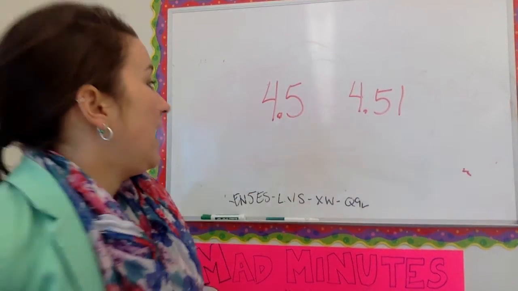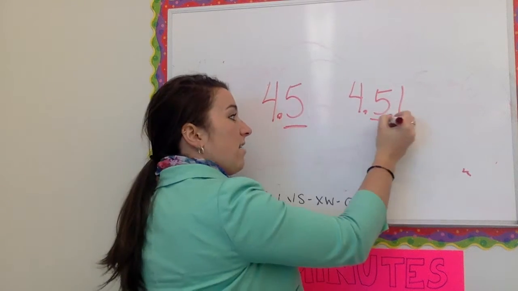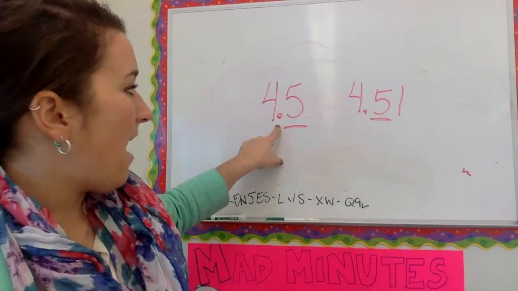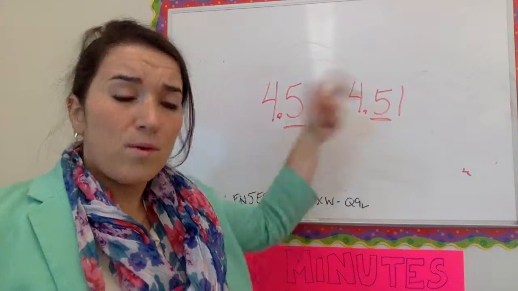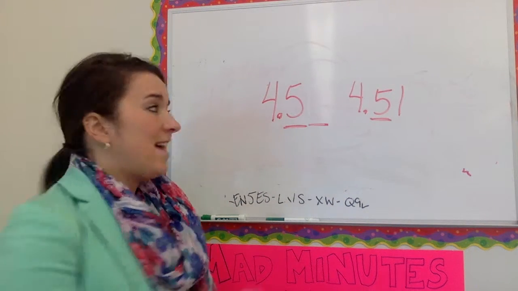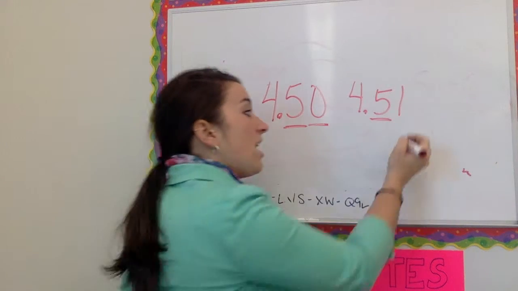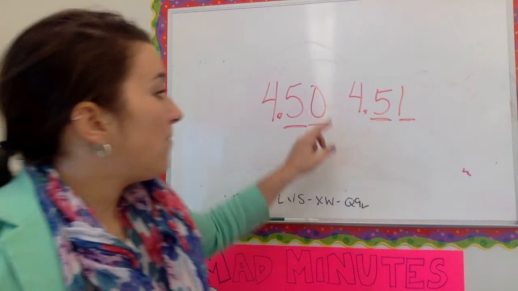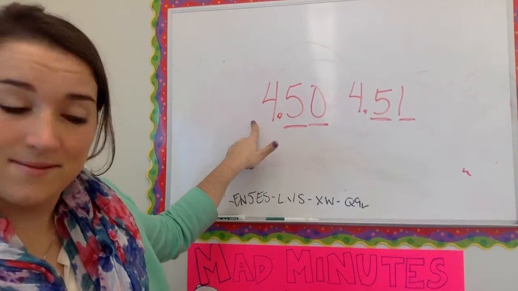So here, the number in our tenths place is 5. Here, the number in our tenths place is 5. So those are equal. We need to start at the number closest to the decimal, see which is greater. If they're equal, we go on to the next number. In the hundredths place, I have nothing. That just means that there's a 0 right there. In the hundredths place here, I have a 1. 1 is bigger than 0, so 4 and 51 hundredths is bigger than 4 and 5 tenths.